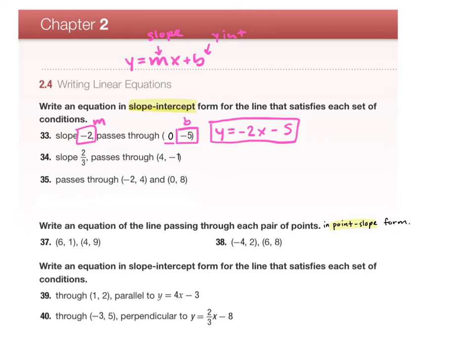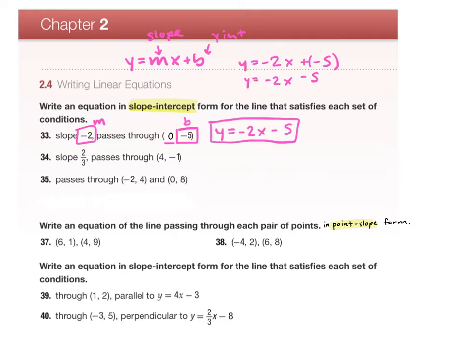I put a parentheses. Right, so if you put a parentheses, you had y is equal to -2x plus -5. We would just need to simplify this to -5. So you just got to do that one extra step.